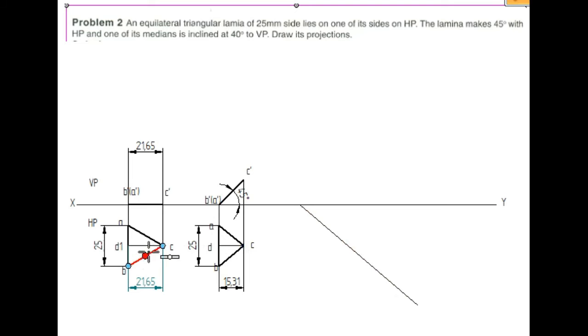Now this view cannot be directly placed on this line because they are mentioning it with respect to the median. So at that condition, we have to cut an arc. Use the compass, measure the distance CD1, which is 21.65. Anywhere on this line, cut an arc of 21.65.